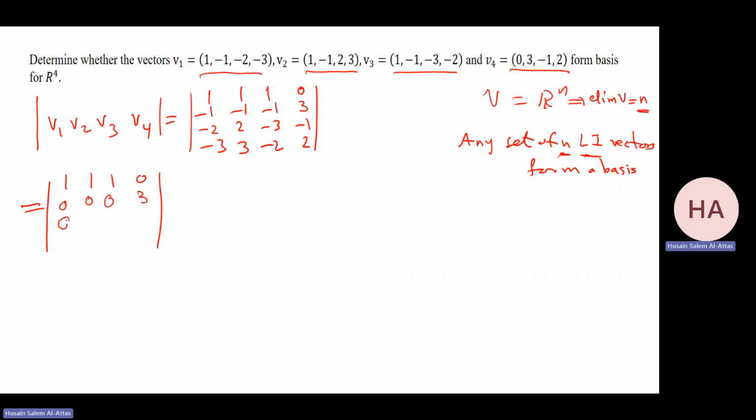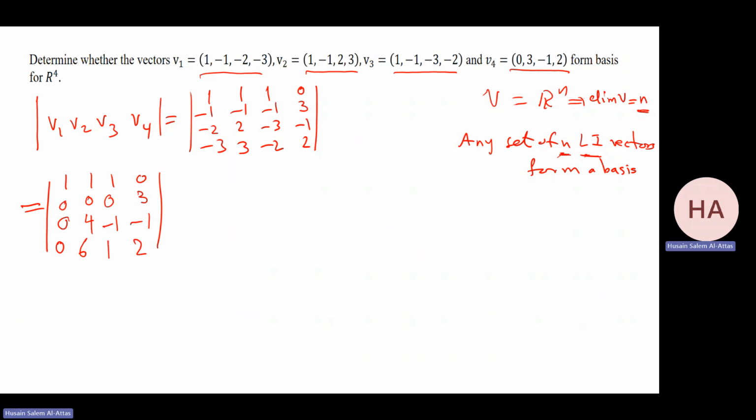Times 2 and add, that will be 0, 2, 4. 2 minus 3, that is minus 1. Okay. Times 3 and add, that will be 0. Times 3 and add, that will be 6. Times 3 and add, that will be 1. Times 3 and add, that will be 2.